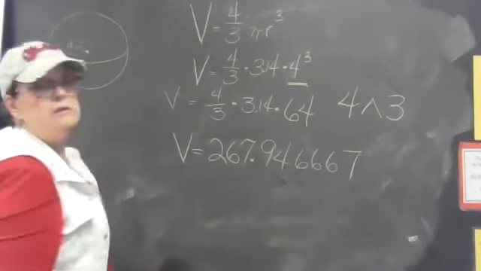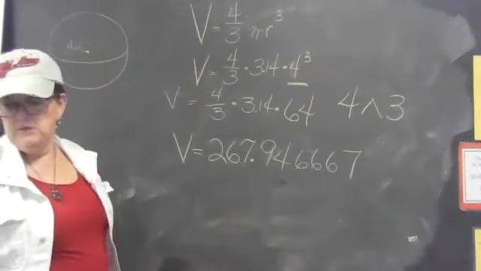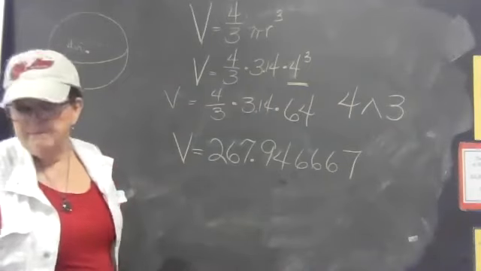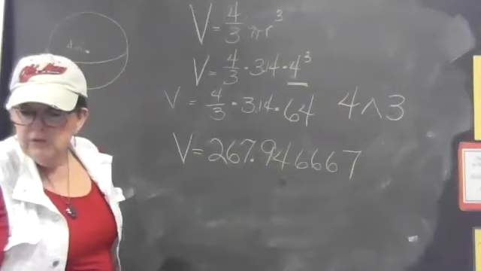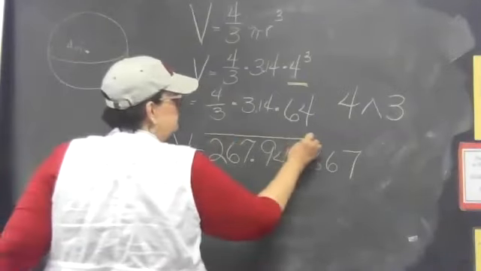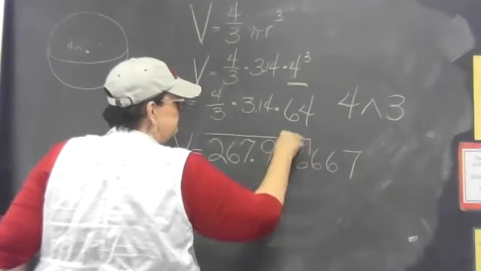So what do they want? They want it rounded to what? Does it say? Oh, one more 6. It doesn't matter, because it'll go on forever. So it says 2 decimal places.